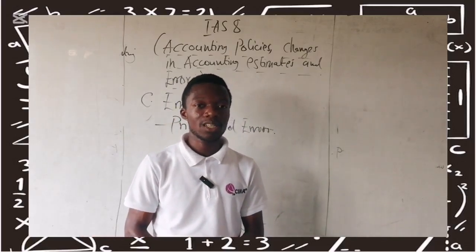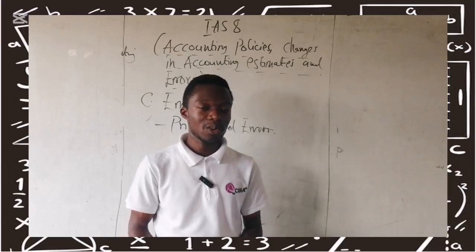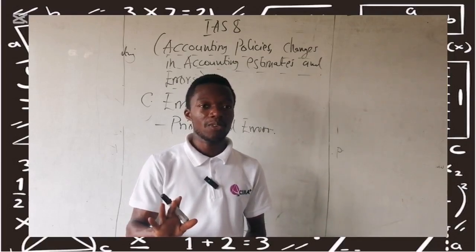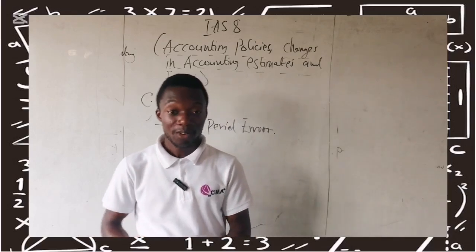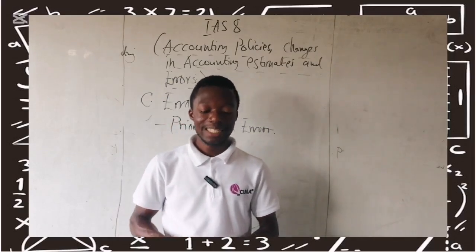So thank you for watching. In our next section, we are going to continue with the standards by looking at what we call IAS 20, accounting for government grants and disclosure of government assistance.